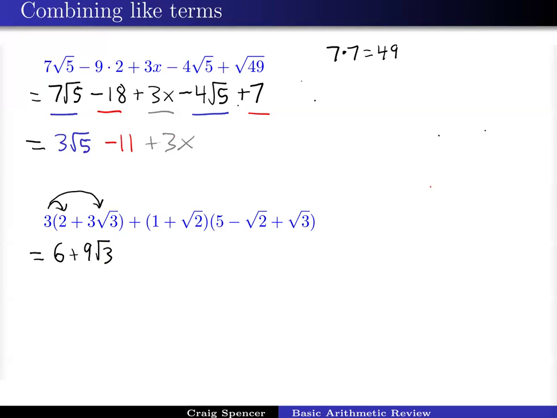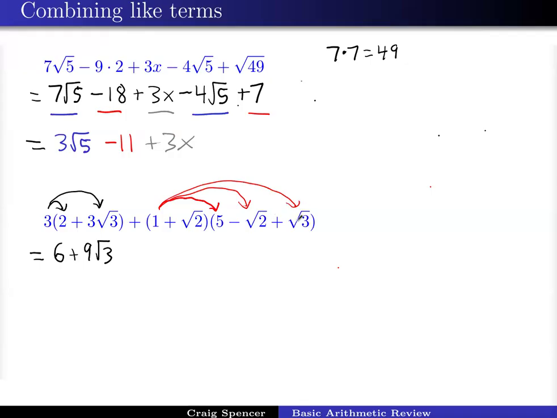Okay. Now, here I have something that has a 1 plus root 2, and then I'm multiplying it by 5 minus root 2 plus root 3. Now, there's not some FOIL equivalent here. So when we need the distributive property, we need to multiply 1 by 5. We need to multiply 1 by the square root of 2, or negative the square root of 2.